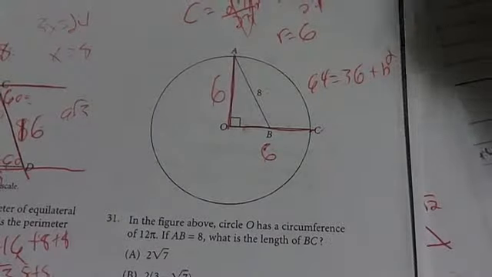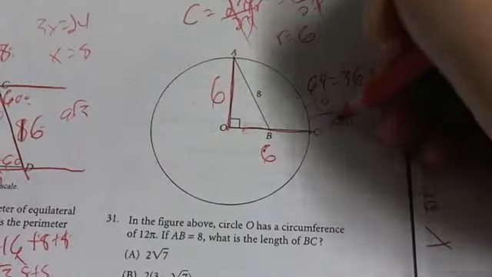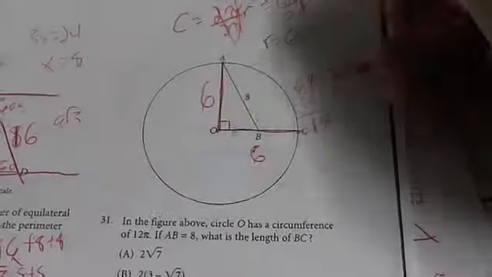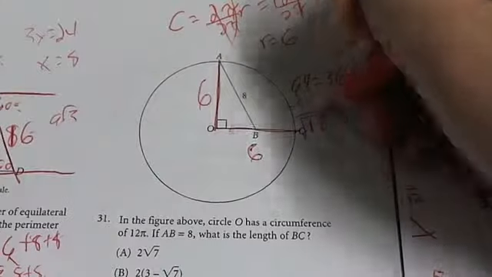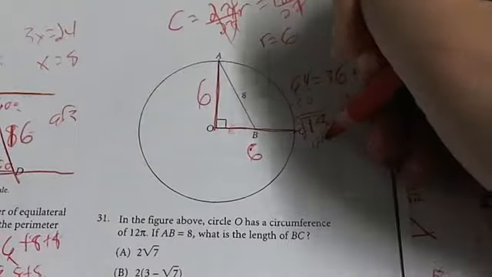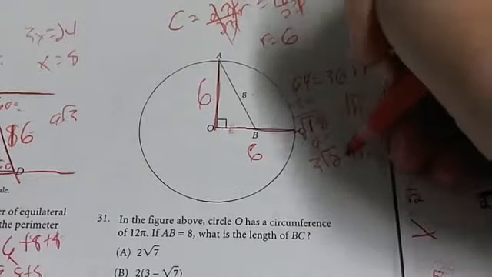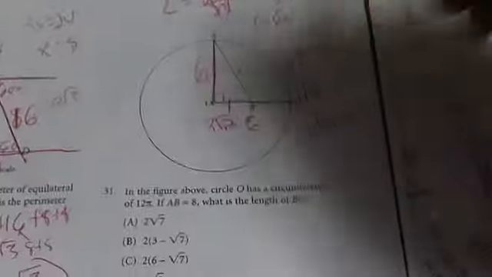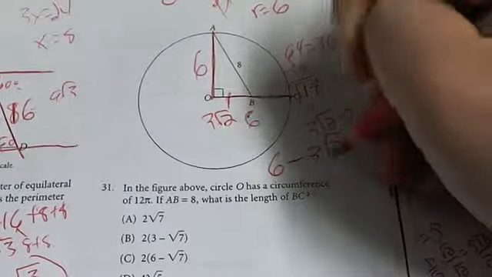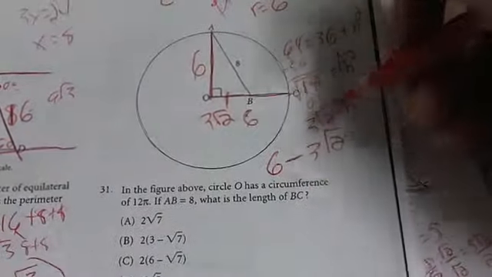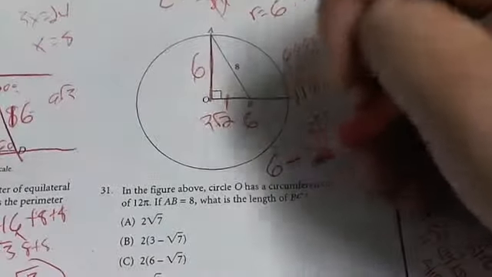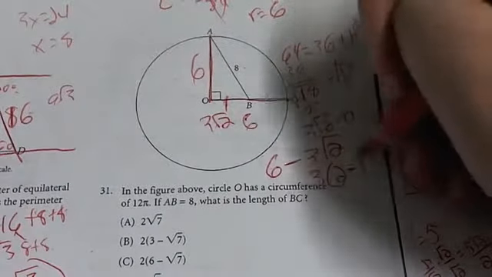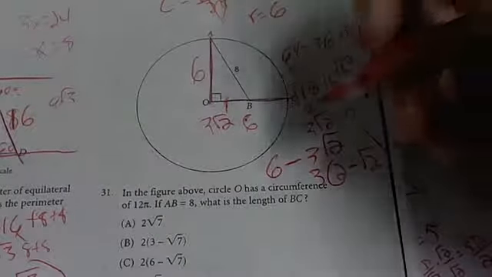64 minus 36 is 18, right? Yeah, 18. So you get b squared, take the square root. The factors of 18 are 9 and 2, so that'd be 3 square root of 2. So this is 3 square root of 2. Now we have to subtract. So we have 6 minus 3 square root of 2. We factor out a 3 because that's the only thing they have in common. You take a 3 from here, you're left with 2. Take a 3 away from here, you're left with 1.